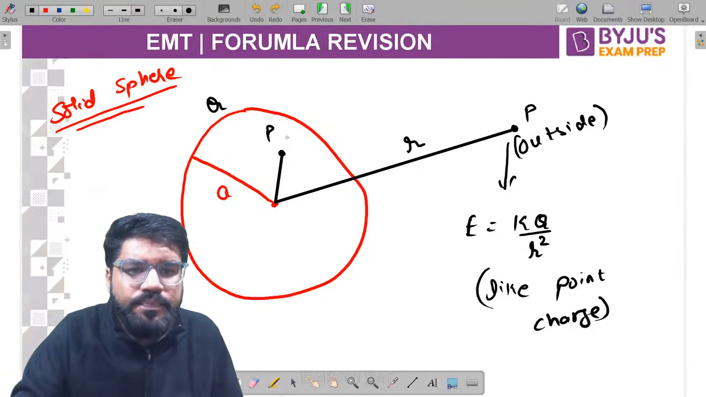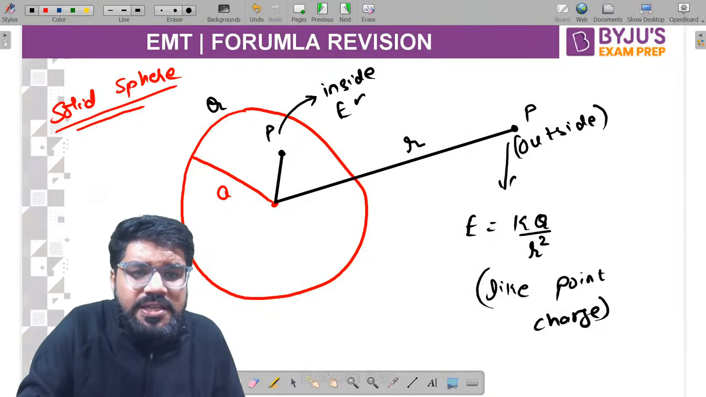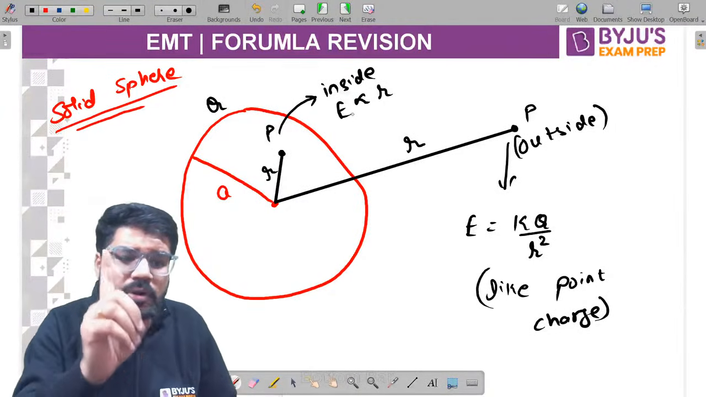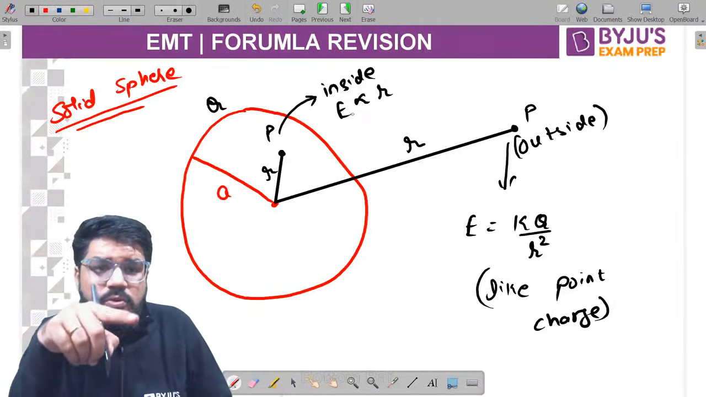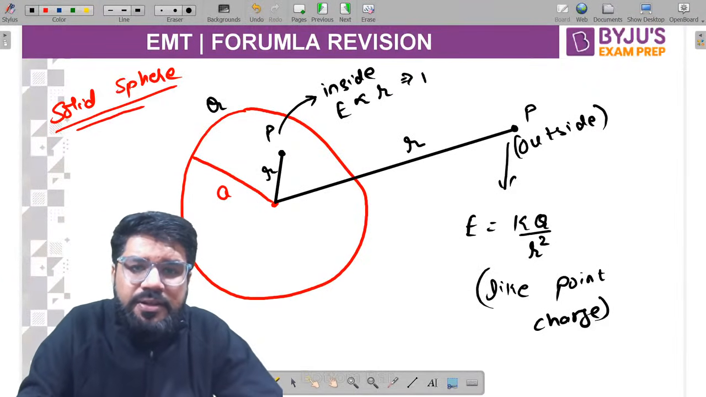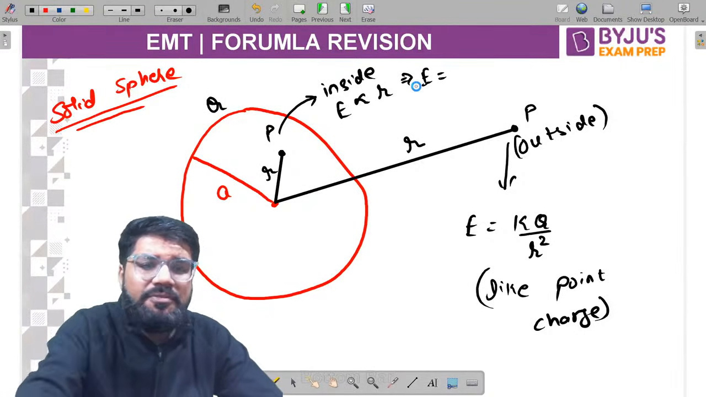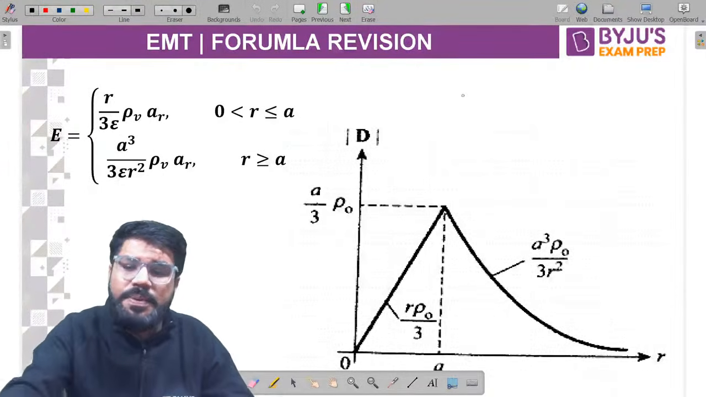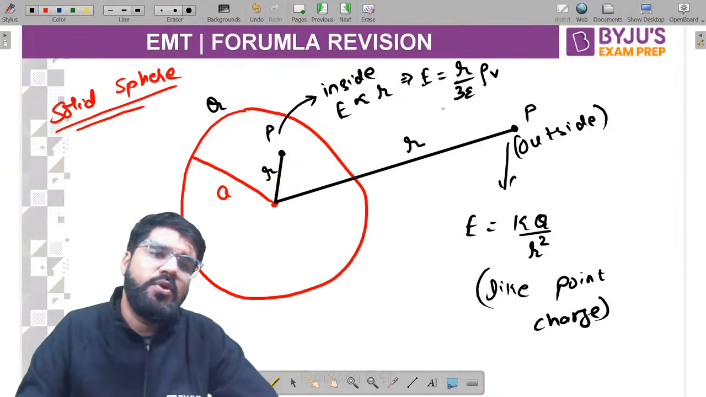What about inside? At a point which is inside, electric field is proportional to r. R is the distance of the point of observation. First of all, the very important point you should remember is electric field is proportional to r. The higher the value of r, the more you move away from the center, the more charge you accumulate and the more electric field you get. It is actually given by the formula, as I've just told you: r divided by 3 epsilon, or epsilon naught if it is free space, times rho v.